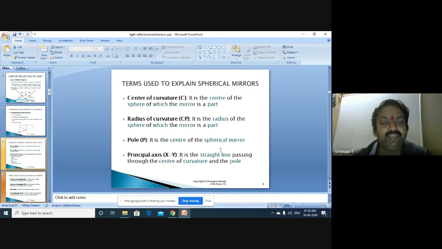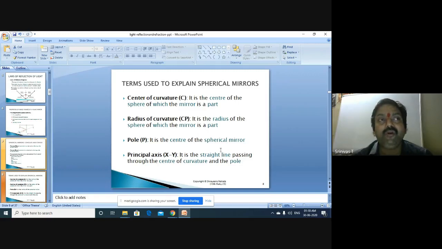So it is the center of the sphere of which the mirror is a part. As I just mentioned, whether concave or convex, it is the center of the sphere of which the mirror is a part in 3 dimensions. Now coming to the radius of curvature. From the center of curvature we have just seen, if you draw a line up to the circumference, then you get the radius of curvature. So it is the radius of the sphere of which the mirror is a part.